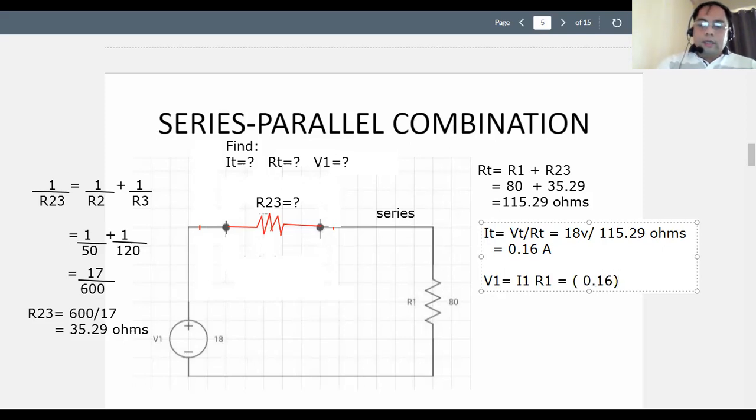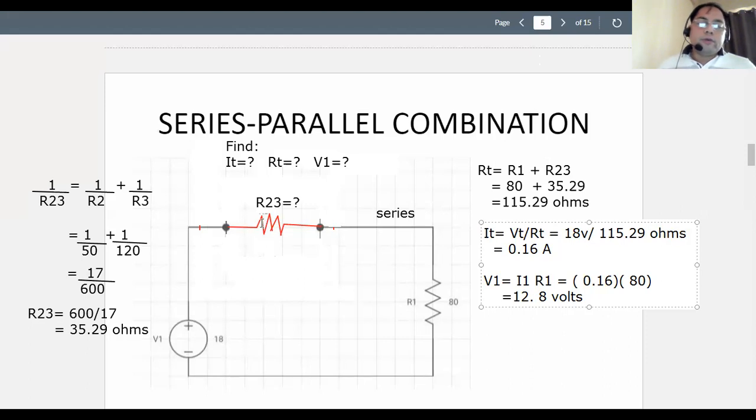Because again, they are in series. And if we multiply that with 80 ohms, which is the value of R1, then we have here the value of V sub 1 in volts. So we ended up with 12.8 volts for our V sub 1.